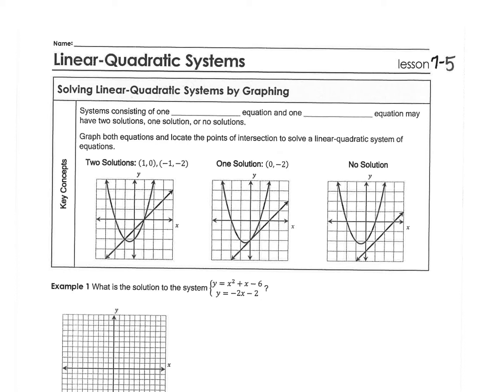Okay, so in this lesson, we're going to be looking at solving linear and quadratic systems. Remember, in a system you have two or more equations. So we're going to have a system that consists of one linear equation and one quadratic equation. You should know what those look like on a graph. Linear is a straight line, quadratic is a parabola. We've gone over both of them.